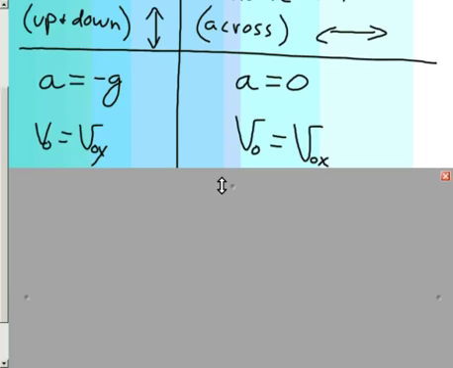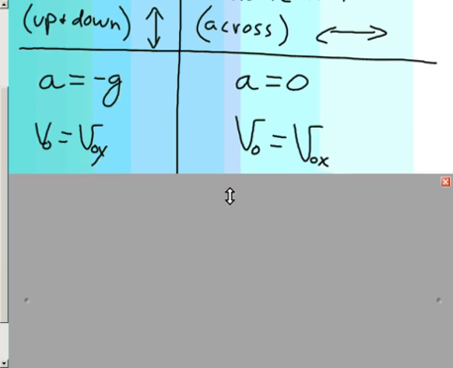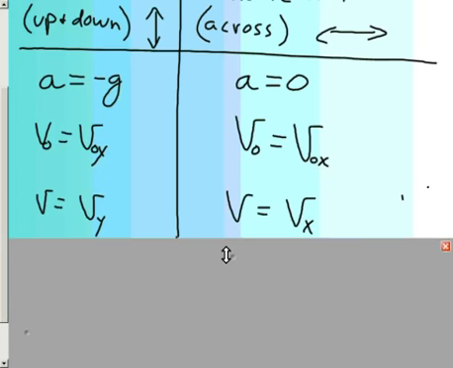The other thing we know, the initial velocity in the up and down direction isn't really just v0. It's v0 in the y direction. We're going to take y to be up and down. Then in the across direction, we can't use v0 anymore. We have to use v0 in the x direction because we've divided up things. Next one. Our regular v isn't just a regular v. It's v in the y direction. Same with x. v in the x direction.